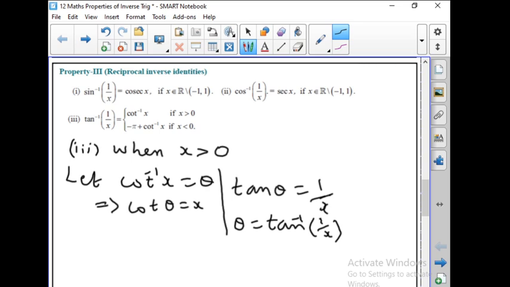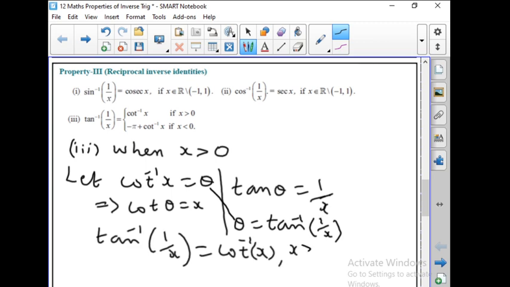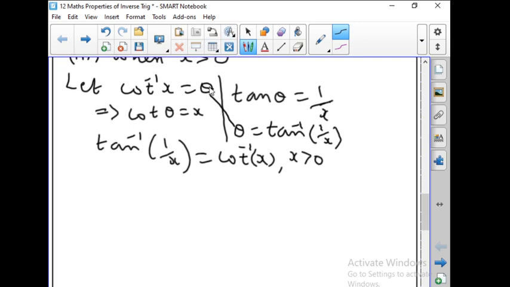So, what have we got? When x is greater than 0, we have got cot inverse of x is equal to theta, and tan inverse of 1 by x is also theta. Therefore, both are equal. Tan inverse of 1 by x is equal to cot inverse of x when x is greater than 0. So, this is the first case.